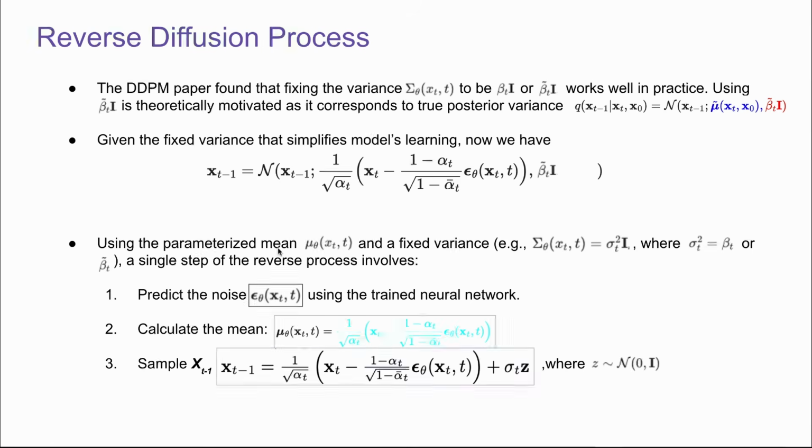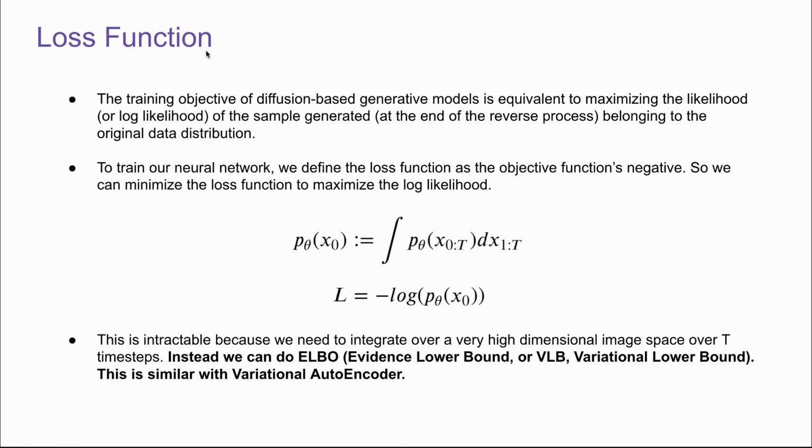Using the parameterized mean mu theta given xt and t and a fixed variance, a single step of the reverse process involves the following. First, we use the model to predict the noise epsilon theta given xt and t using the trained neural network, and then we calculate the estimated mean mu theta given xt and t. This is the highlighted value. Then we sample xt minus 1. Since we know it's a normal distribution, we have the mean and we have the standard deviation, so we can use the reparameterization trick again. We sample a noise from a standard normal distribution, and then we can sample xt minus 1. Sounds very simple, right? Now the next missing piece we need to figure out is the loss function.